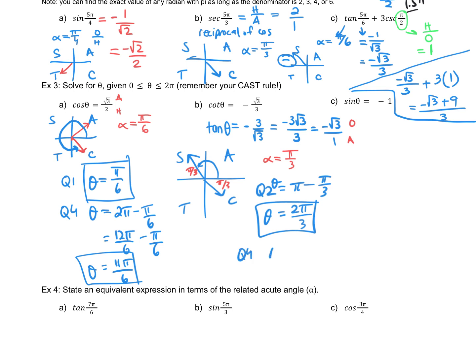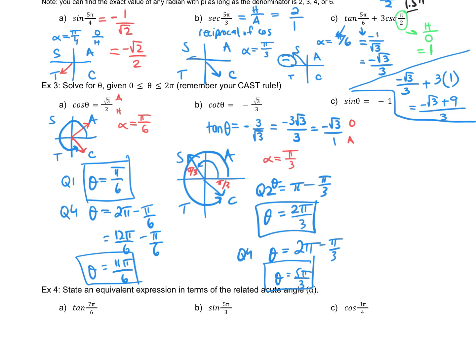In quadrant 4, we're wrapping all the way around, except that pi over 3 is in our way. So we're doing 2 pi, subtract pi over 3. 2 pi is just 6 pi over 3 when we get the common denominator. So there we are.